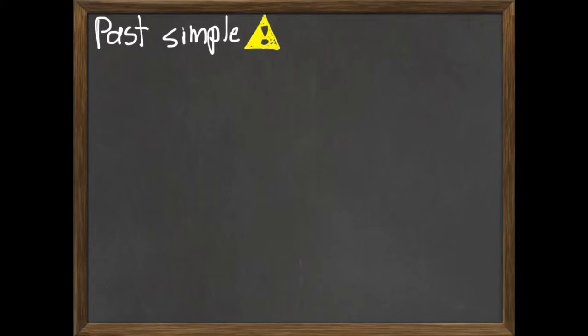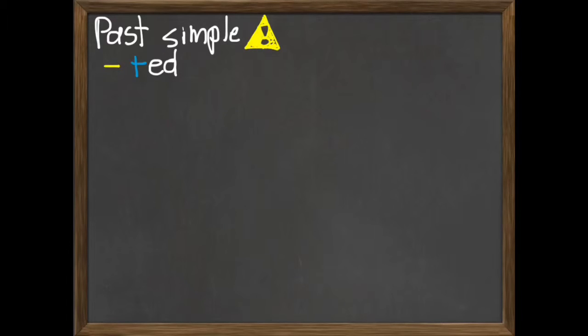We use past simple for actions that started and were completed at a specific time in the past, habitual or repeated actions in the past, and completed actions that happened one after the other in the past. And how do we conjugate them? Well, let's look at these rules.